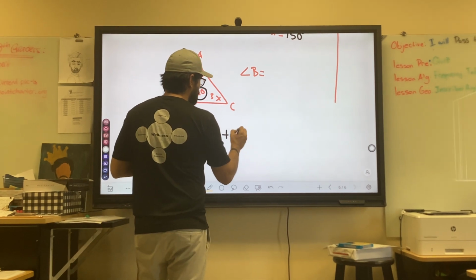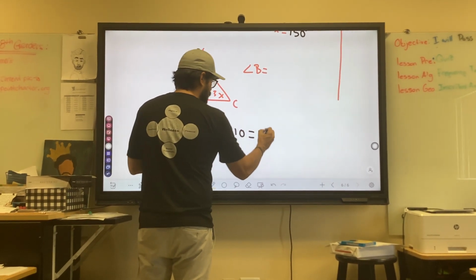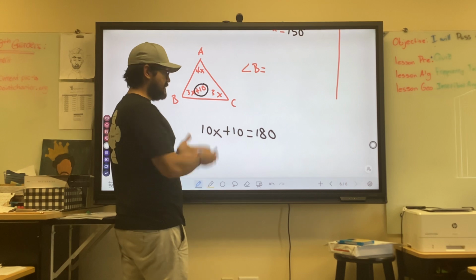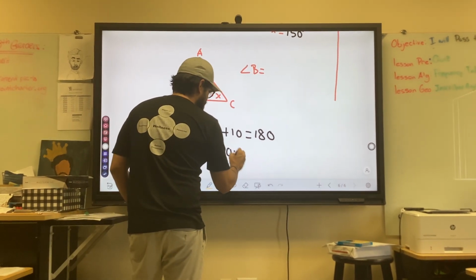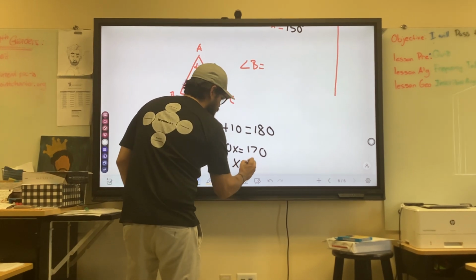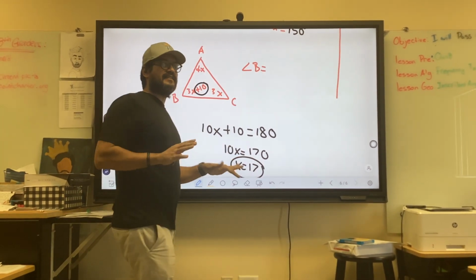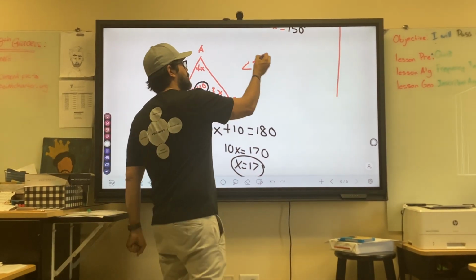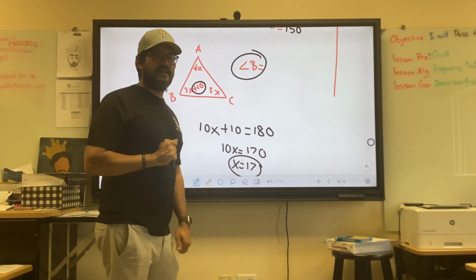But I'm ending up with this. And I know that this has to equal 180. I subtract, 10x equals 170. I divide by 10. X equals 17. Now, knowing that x equals 17 doesn't answer this problem. They want to know what angle B equals.